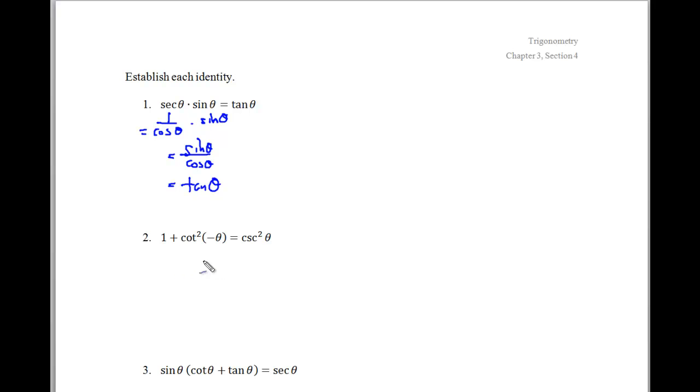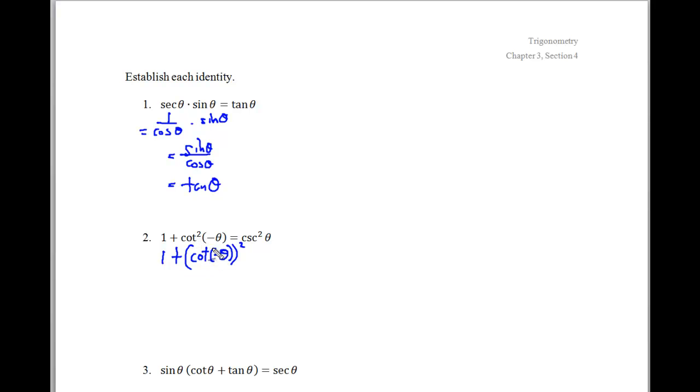For the second of 5 problems in this video, we are going to look at how to handle the square of a function. We can rewrite this problem like so. We keep the 1 the same, but instead of writing it this way, we're going to write this as cotangent of negative theta, quantity squared. So this whole thing is squared, and this is an equivalent function.